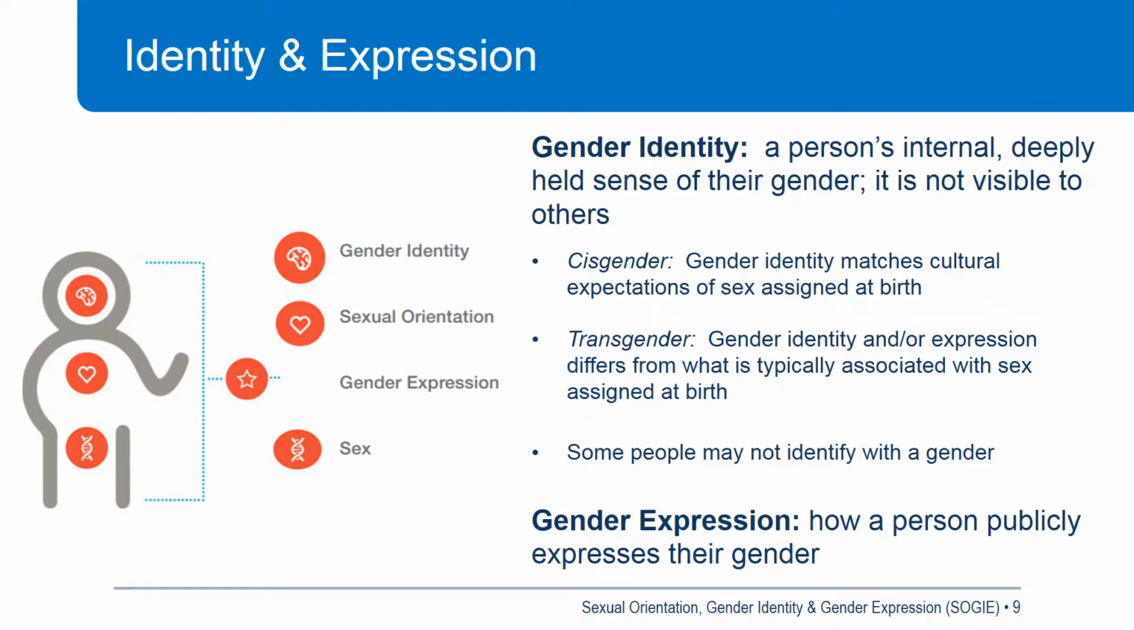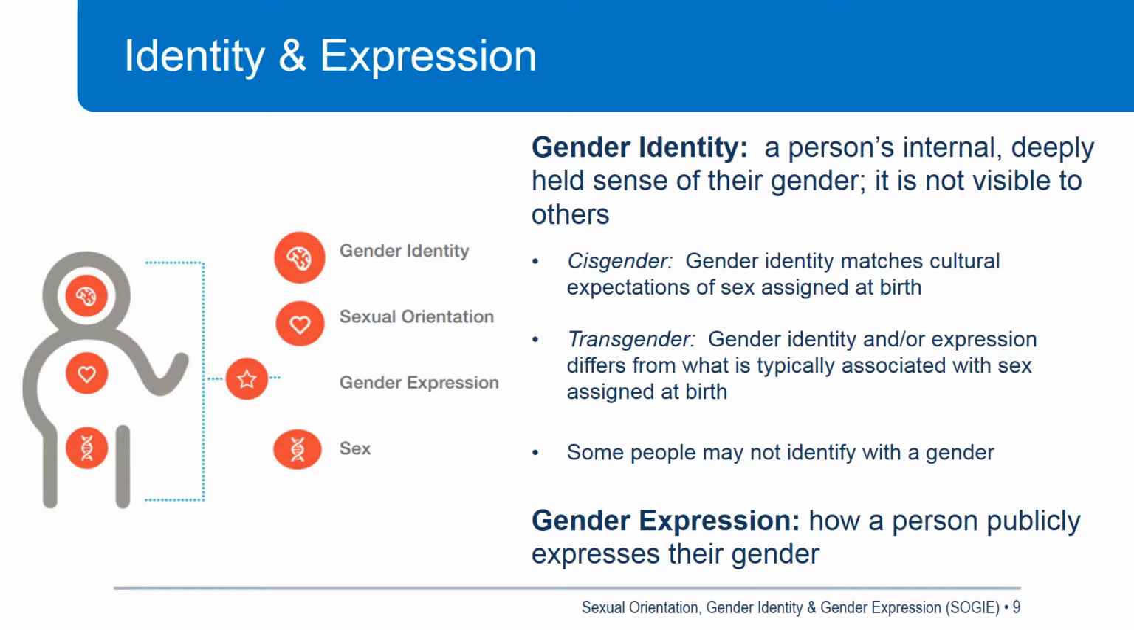Gender can't be determined by looking at someone. When we do this, we are using stereotypes and bias to identify someone based upon how they look. A trans identity, like all other gender identities, is internal. Some people may not identify with a gender and may refer to themselves as gender non-conforming or gender non-binary. We express or perform our gender in many ways, such as through our clothes, hair, makeup, and tone of voice, and this we refer to as gender expression.